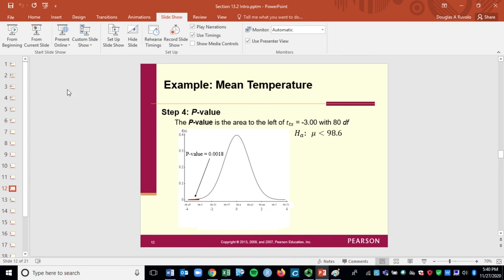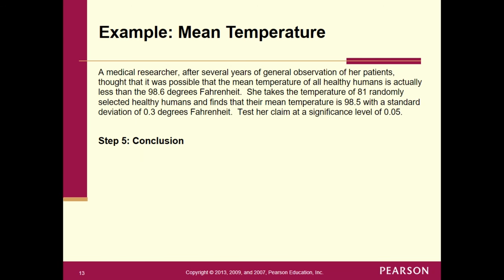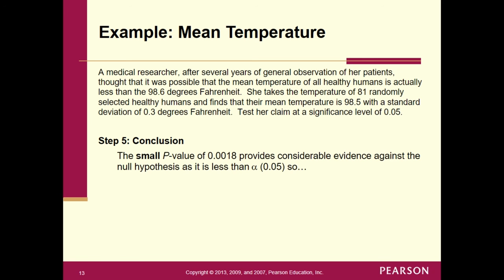Okay? So let's see here. I've got to let my computer catch up. There we go. So we had a p-value of 0.0018. We always compare that to alpha. So the small p-value of 0.0018 provides considerable evidence against the null hypothesis, as the p-value is less than alpha of 0.05. So we're going to go ahead and reject the null.